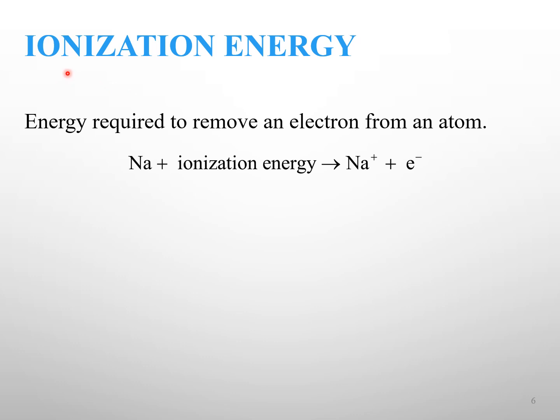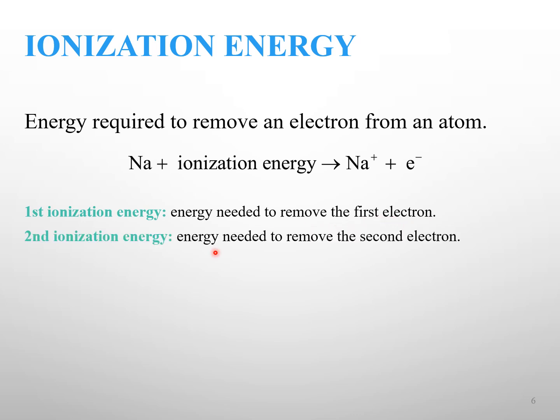Next, we want to talk about ionization energy. Ionization energy is the energy required to remove an electron from an atom. For example, if you have a sodium atom and you put in some energy, you can remove an electron out of the sodium atom and make a sodium cation. This is called the first ionization energy because it's the energy needed to remove the first electron from the atom.